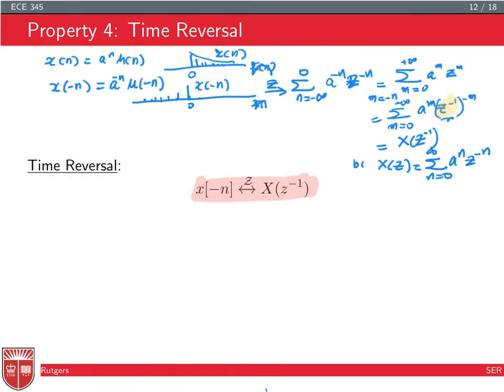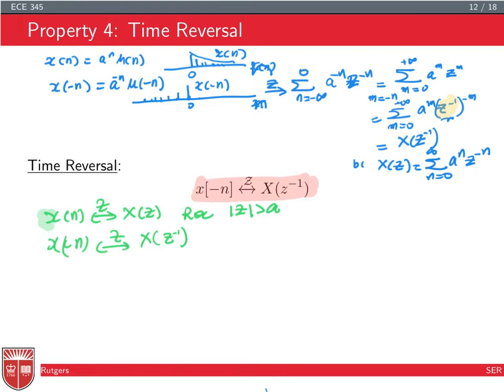Now the question is, what is the ROC here? Again, we can test it against the example we have. So let me do it in a different color here. Again, I'm going to keep working with the same example. For x[n], we have X(z), and the ROC is the norm of z greater than a, because it's a right-sided signal. Now for x[-n], the Z transform of it, we know that it's X(z^(-1)).